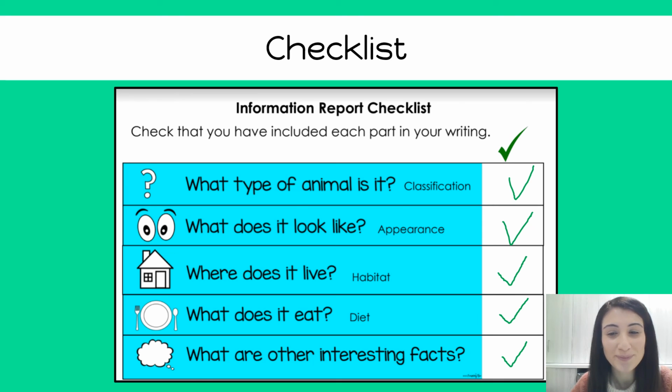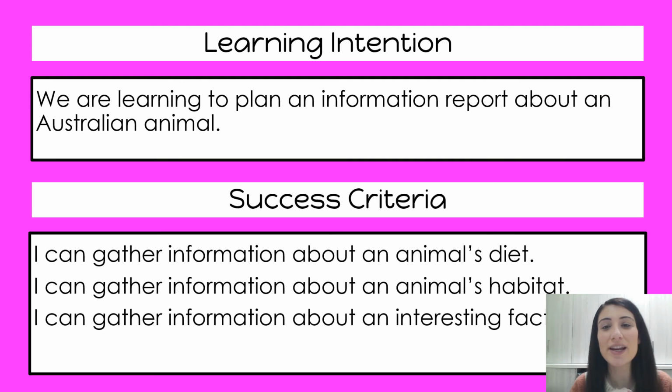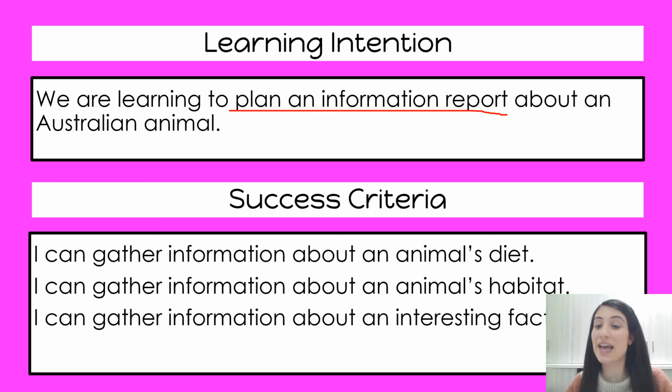Keep it up. All right, so hopefully you had a chance to finish your gathering information chart, and now we can finish off our lesson with our reflection. We are learning to plan an information report about an Australian animal. Remember, we're still in the planning stage. We're still gathering and collecting our information before we actually write it into our finished information report, which we'll do next week. Let's check our success criteria.